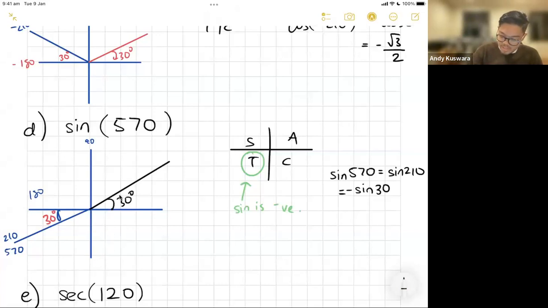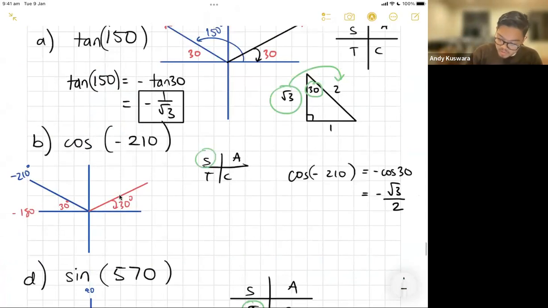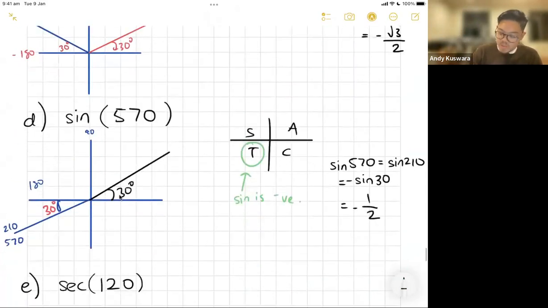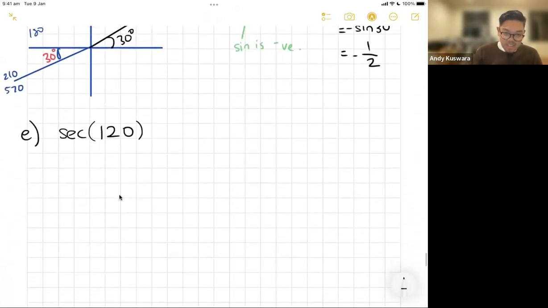Okay. And again, using that 30 sine would be opposite over hypotenuse. It should just be negative 1 on 2 as your exact value. Whew. All right, last one.